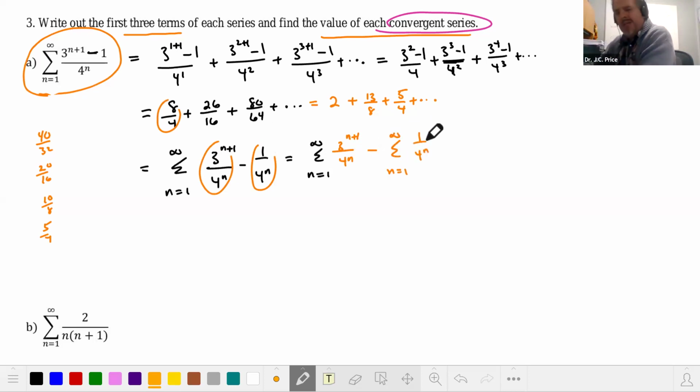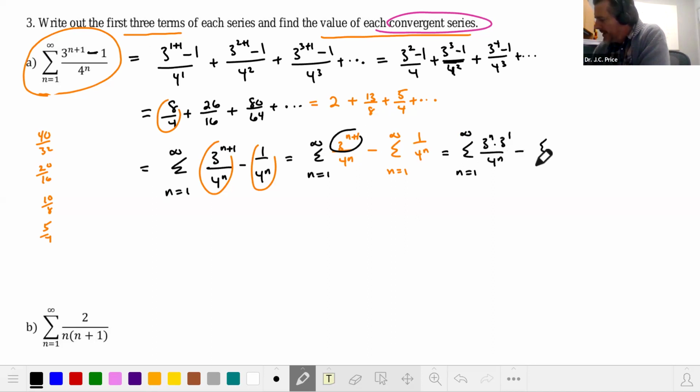So these summations are infinite sums, in some sense. These series have a little bit of an algebra to them, if you want. So it's like that sum can go through the difference. And then we can rewrite this guy as what? We can rewrite that as the sum n equals 1 to infinity of 3 to the n times 3 to the 1 divided by 4 to the n. And of course, still minus the sum n equals 1 to infinity of 1 over 4 to the n.